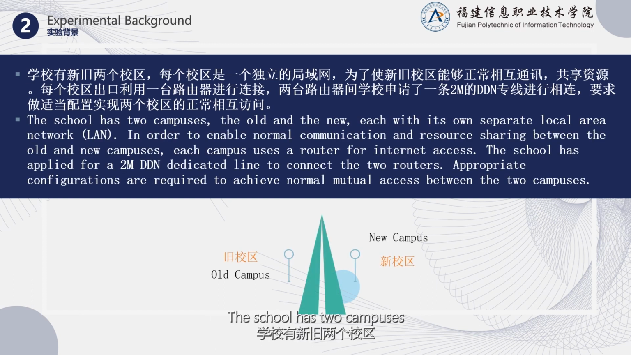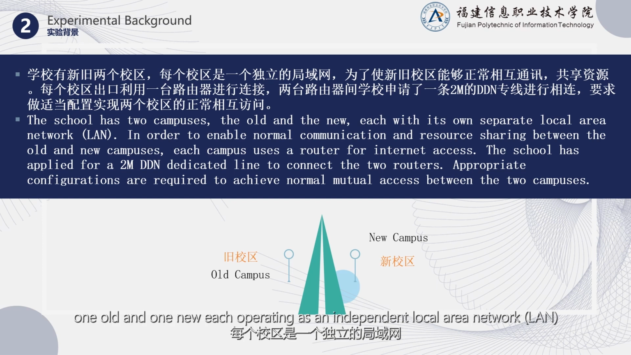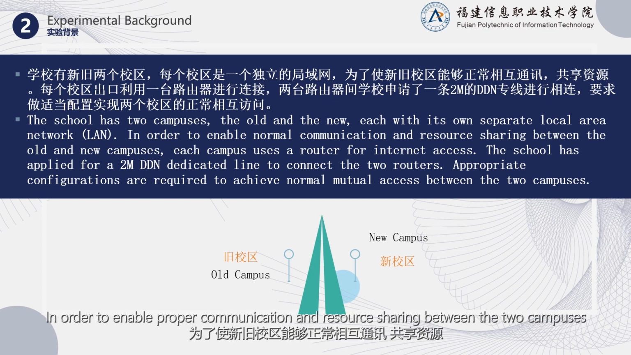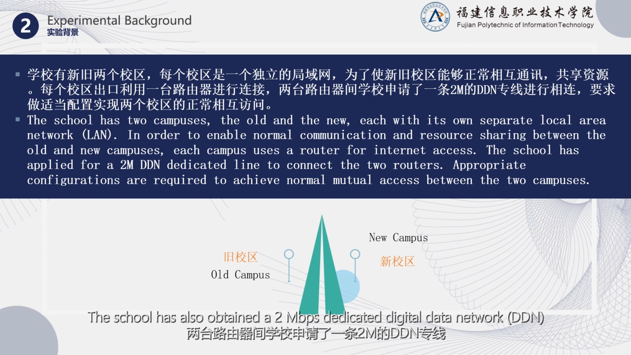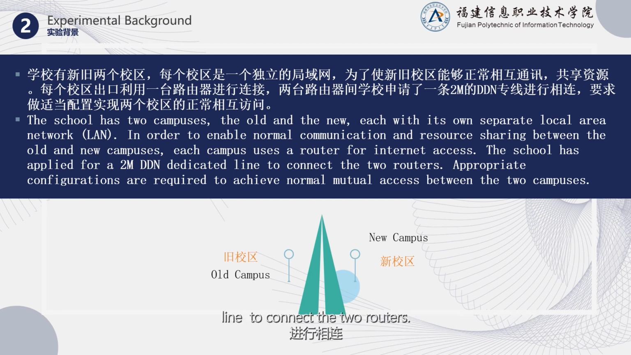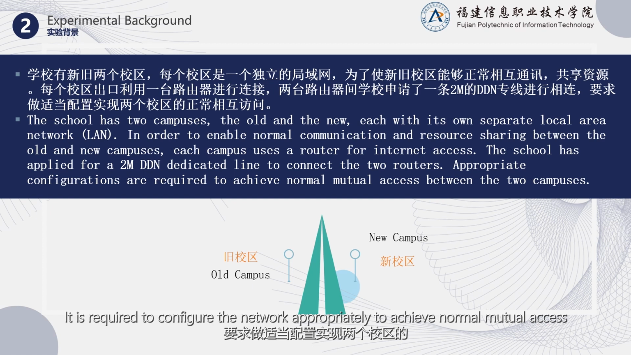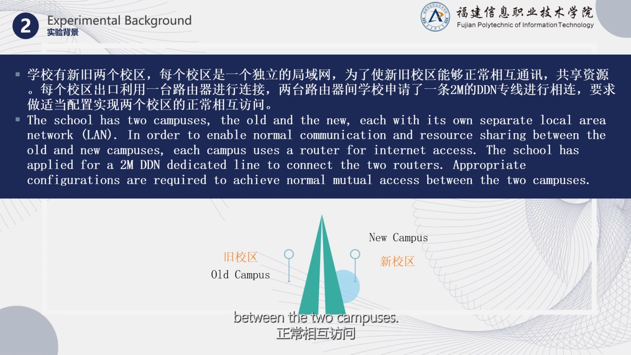The school has 2 campuses, one old and one new, each operating as an independent local area network, LAN. In order to enable proper communication and resource sharing between the 2 campuses, a router is used as the gateway for each campus. The school has also obtained a 2 Mbps dedicated digital data network (DDN) line to connect the 2 routers. It is required to configure the network appropriately to achieve normal mutual access between the 2 campuses.